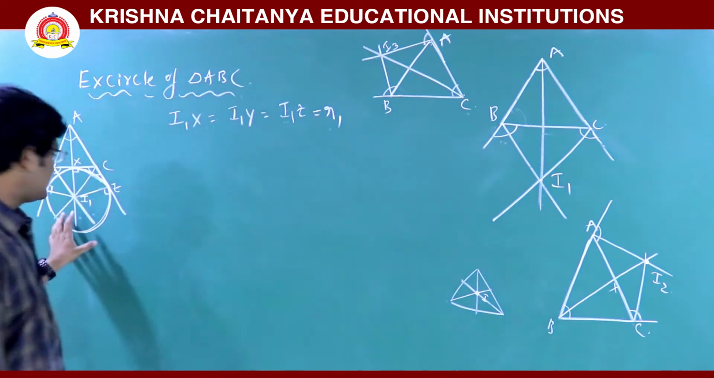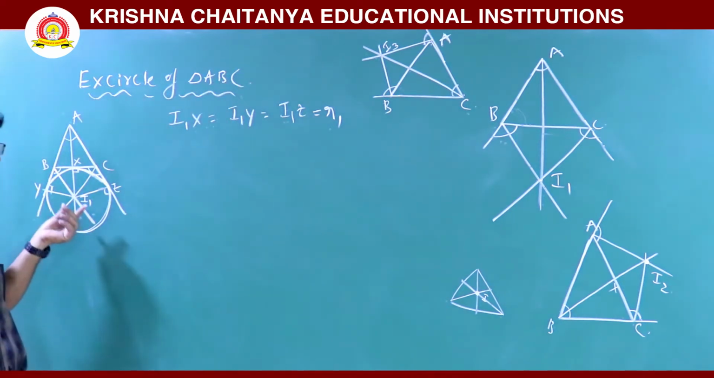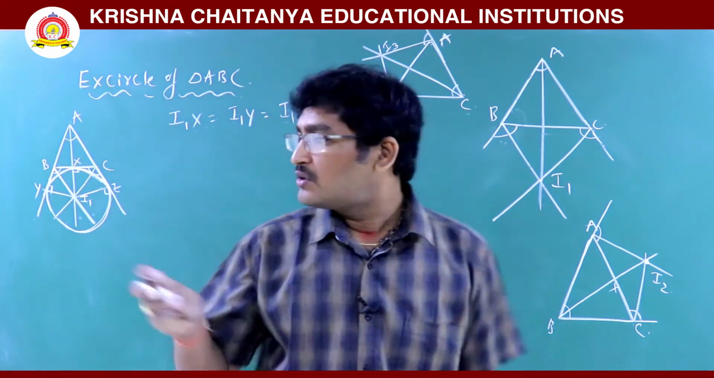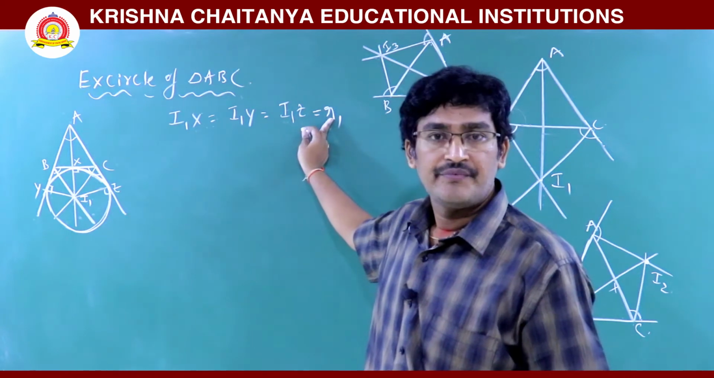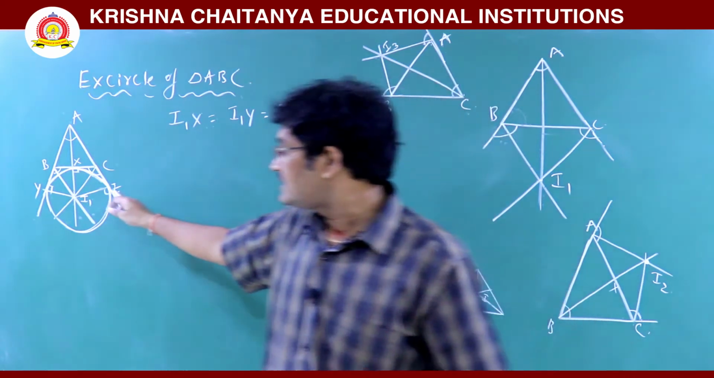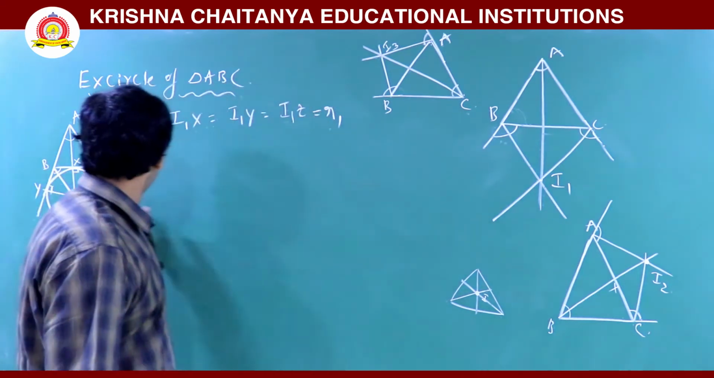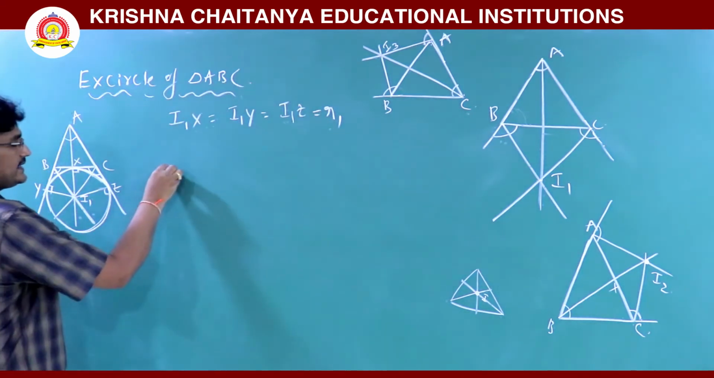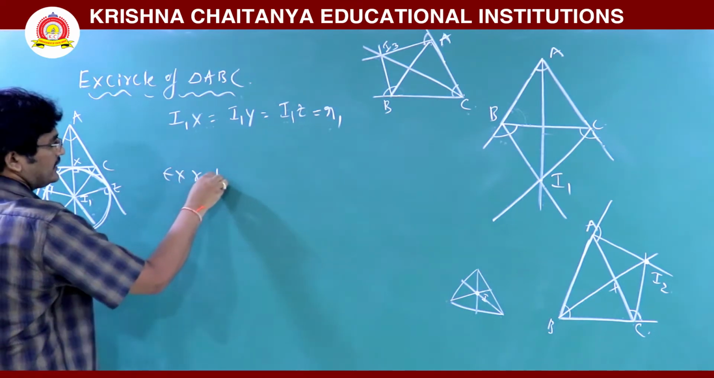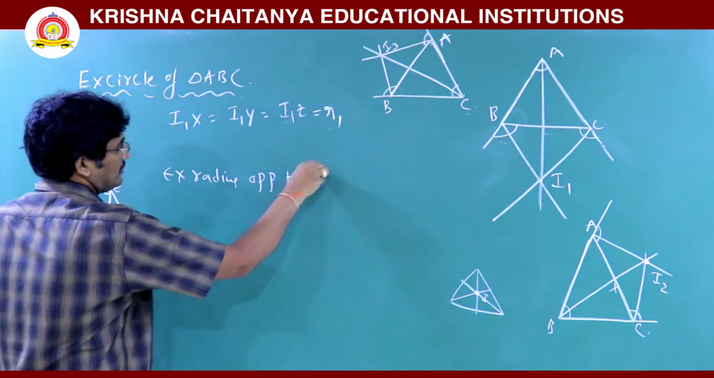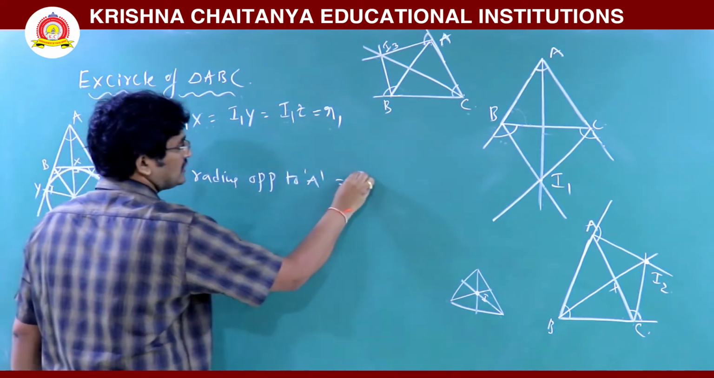So this is a circle, and it has some radius. The radius of an excircle is called the exradius. The radius of this circle is called the exradius opposite to A, and that one is denoted with R1.